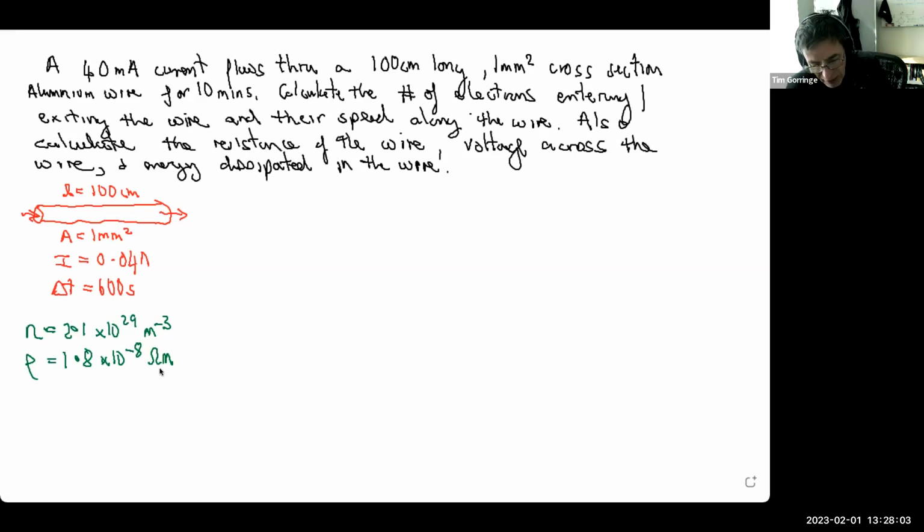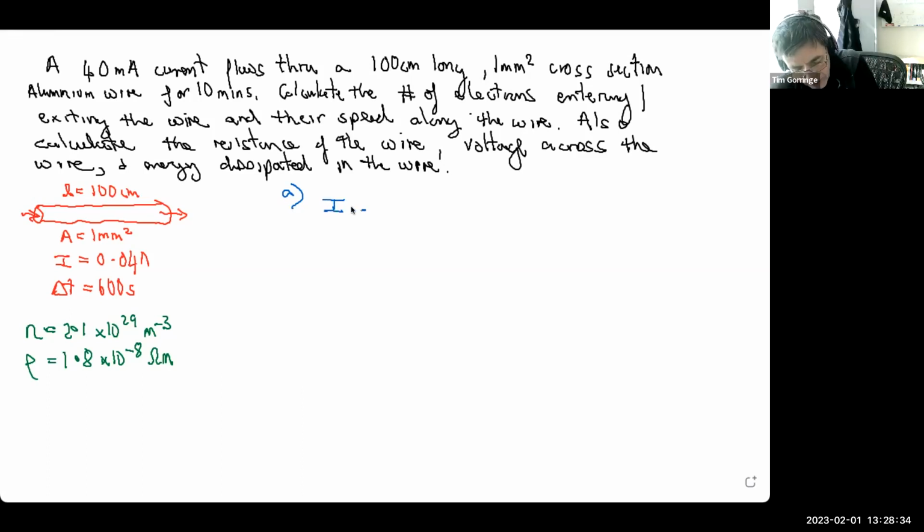So the first question is, how many electrons flow in on the left of the wire and out on the right of the wire in that 10-minute period? The way we'll calculate that is first figuring out the amount of charge that flows into and out of the wire. And then when we've got the amount of charge, we can find out the corresponding number of electrons that went in and out.